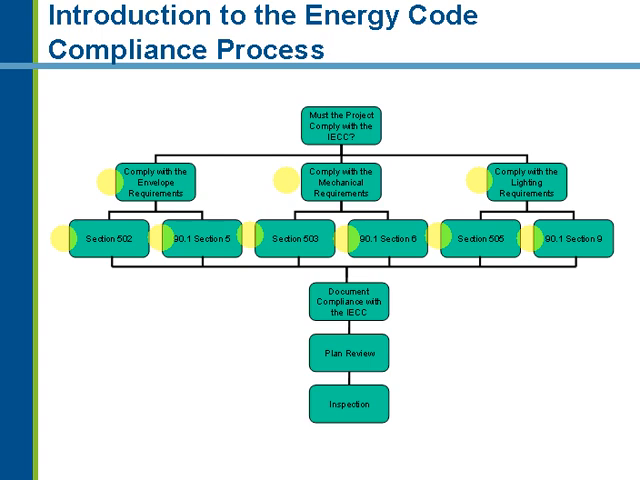Once you've determined how you're going to comply with the code, then you go ahead and document compliance with the IECC. This can either be done using forms or it can be done using ComCheck EZ, and then the forms and the plans are submitted in for plan review and inspection.